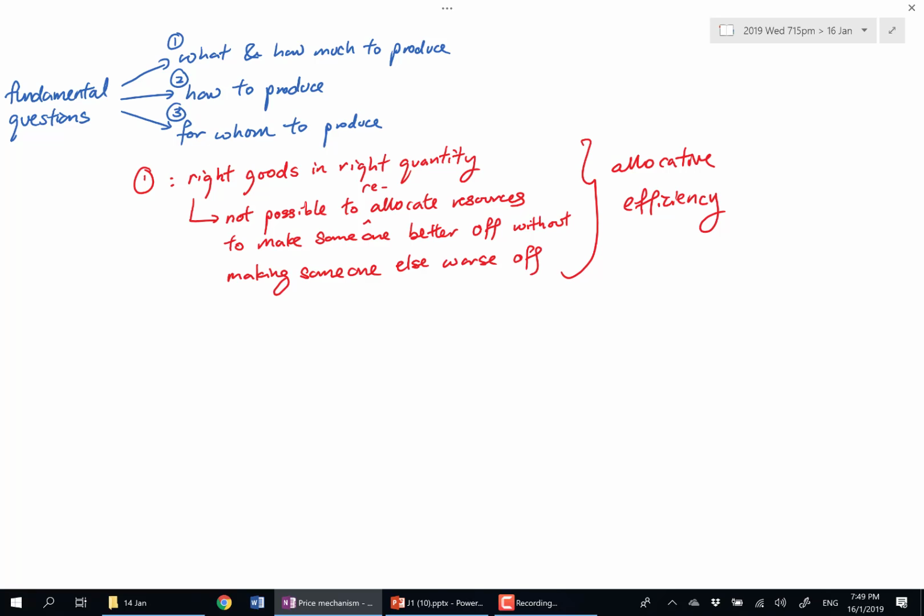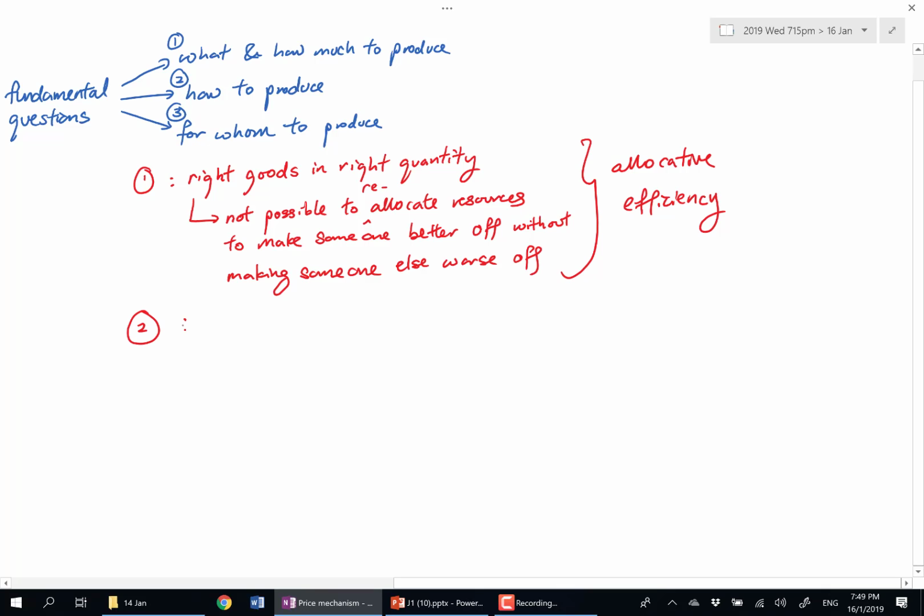I also gave you a preview into what can happen here. Are we producing the right goods in the right quantity? In the case of cigarettes, no. We feel that there's overproduction or overconsumption of cigarettes. In the case of healthcare, no, we think there's underconsumption or underproduction. Okay? So this case is ideal, but it doesn't automatically mean we are there. So that's the first one.